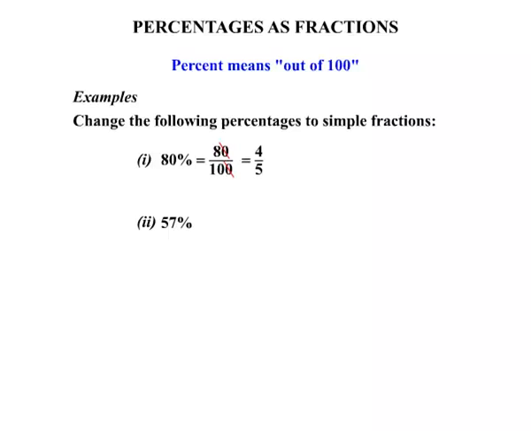Example 2, 57%. First step, write it over 100, so 57 over 100. And if we consider that fraction, we actually cannot break that down any further. That's the simplest we're going to get it. So we leave it as that, 57 over 100.